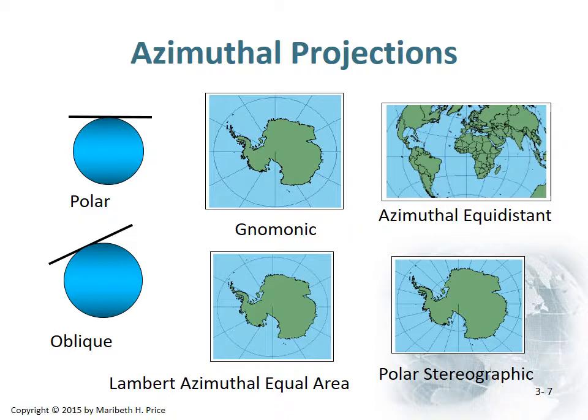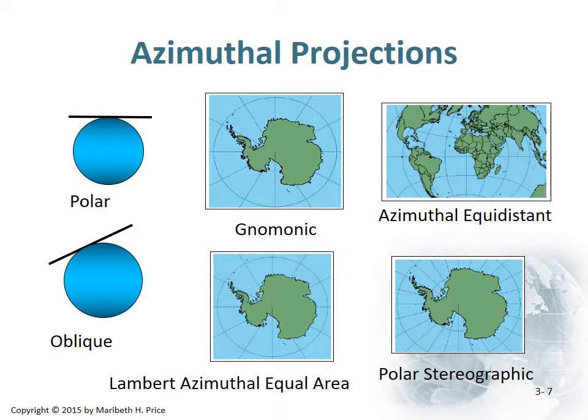Azimuthal projections or planar projections are tangent, with our piece of paper hitting the Earth's surface at a single point. Typically, these are done for the polar regions, so it would be a polar azimuthal projection. If it's done for any other location on the Earth's surface that's not the North or South Pole, then it's known as an oblique, so an azimuthal oblique projection. The terms that we see on these 4 examples, gnomonic and stereographic, are referring to the light source location for those 2 different azimuthal projections.